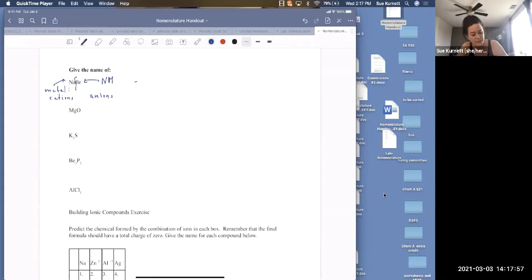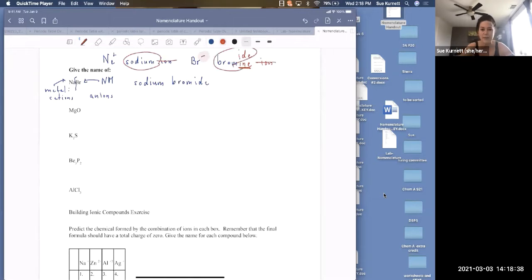So this is sodium bromide. The cation name is sodium ion. The anion name would be bromine, but when it becomes an anion, this part changes to ide. And then we would have the word ion, but we drop the word ion. So sodium bromide is the name for that.